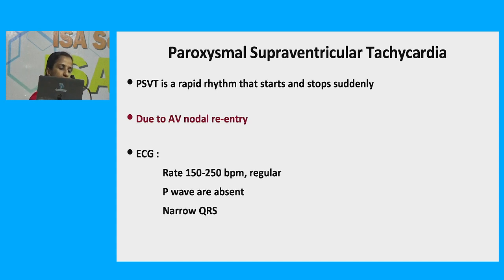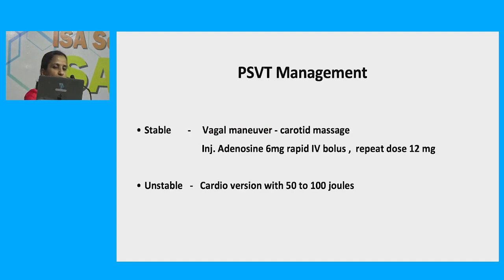Initially vagal maneuvers like carotid massage, then pharmacological management such as adenosine 6 mg. If it is not reverted, then 12 mg. Then if still not reverted, we can go for diltiazem or verapamil. If still not reverted, we can go for synchronized cardioversion. Okay. So how do you give adenosine?